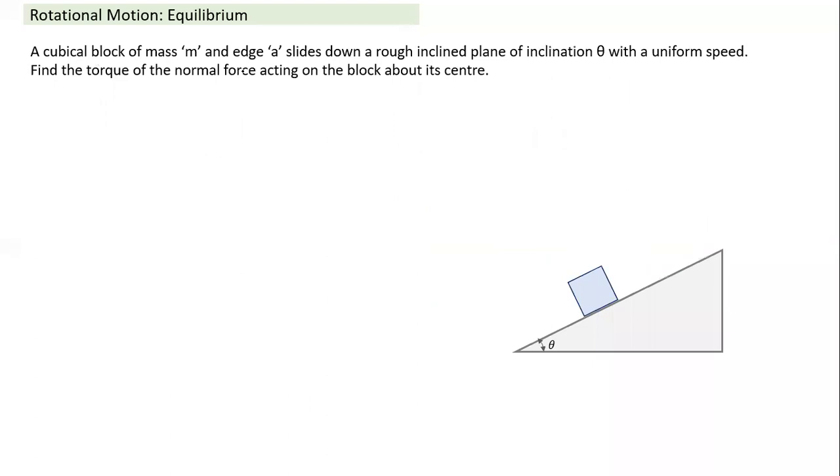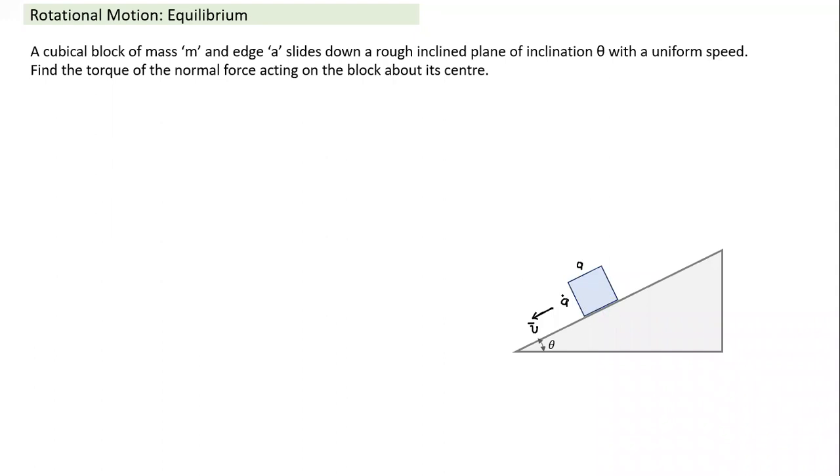A cubical block of mass m and side L. So this is a cubical block. We see only one face of the cubical block. It's sliding down on the inclined plane, angle theta, with a constant velocity. It means the net force acting on it is zero, and its orientation is not changing. It means there's no rotational tendency, no rotational acceleration. Torque also has to be zero.